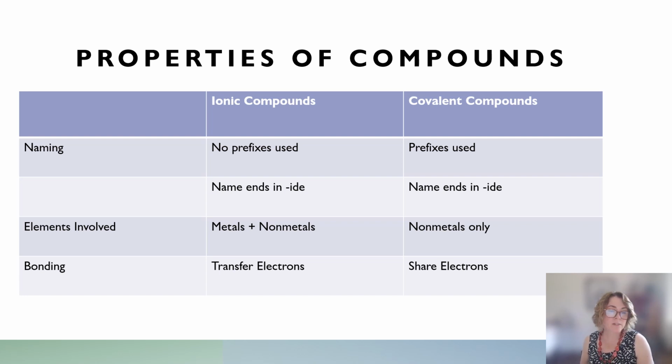As far as the elements that are involved, for ionic compounds, these are going to be the interaction, the bonding between metals and nonmetals. And for covalent compounds, it's going to be between nonmetals only. The bonding for an ionic compound involves a transfer of electrons. And for covalent compounds, it is a sharing of electrons.